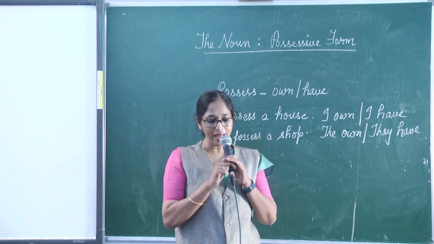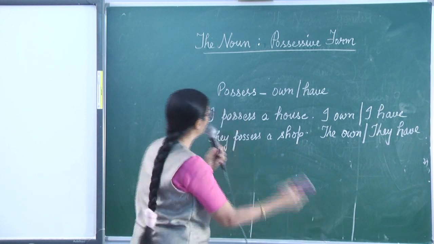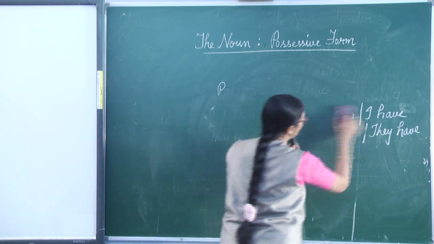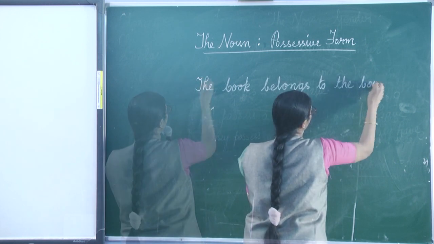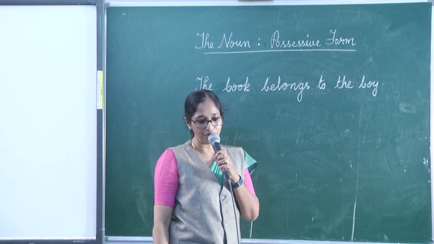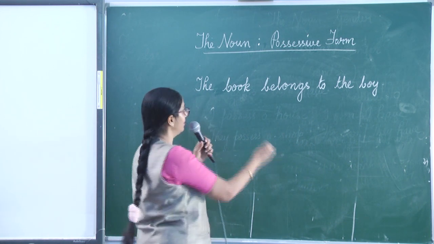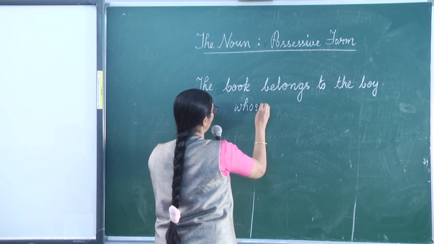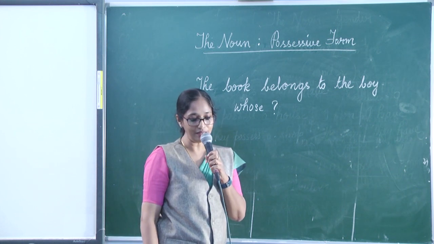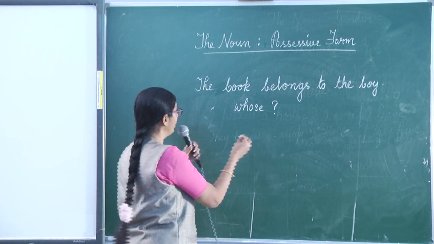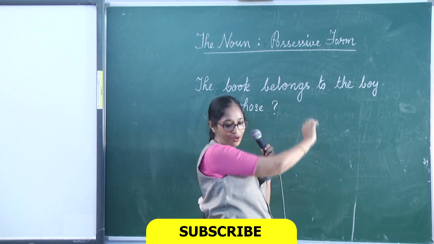Now let's look at the following sentence. The book belongs to the boy. I'm going to write an example. So ask the question, whose book is this? It is the boy. The answer is the boy. Here is the owner of the book. So when we ask the question, whose book is it? We get the answer, the boy.